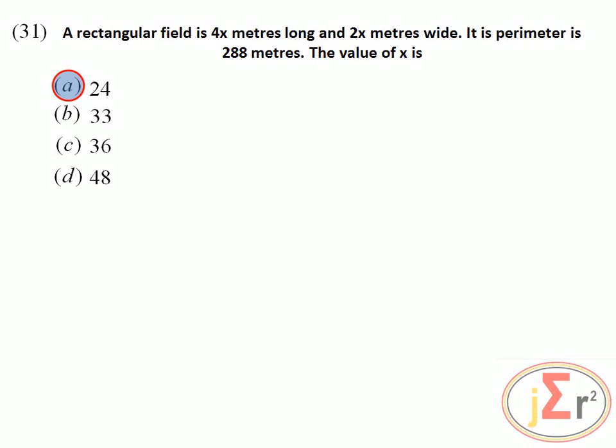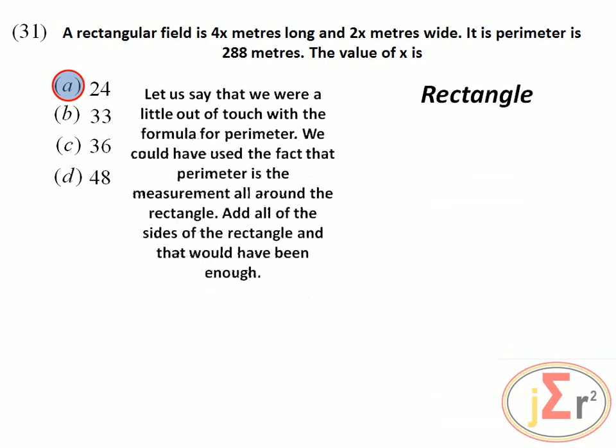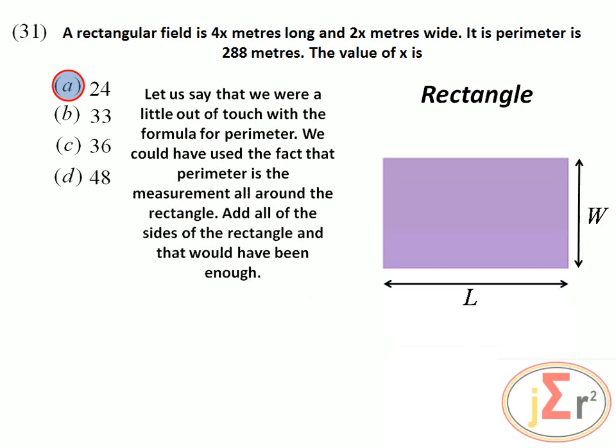Same problem. Let's take another look at it. There's your rectangle. Let us say that we were a little out of touch with the formula for perimeter. We could have used the fact that the perimeter is the measurement all around the rectangle. And if we are going to find the measurement all around the rectangle, then we will do that by adding all of the sides.